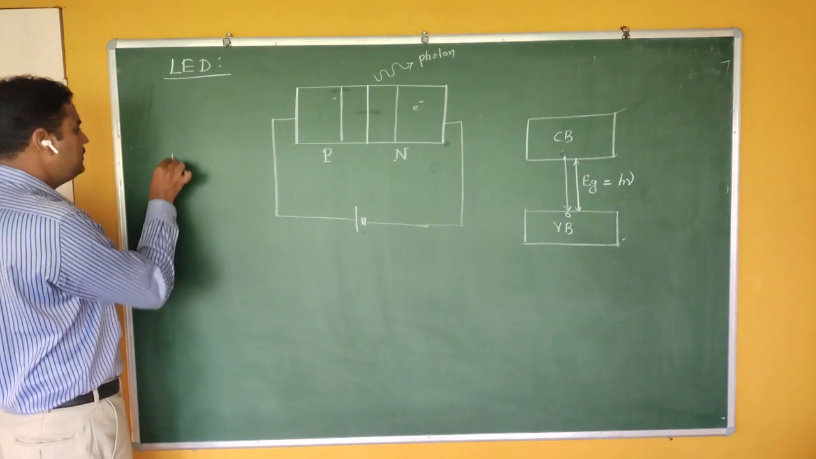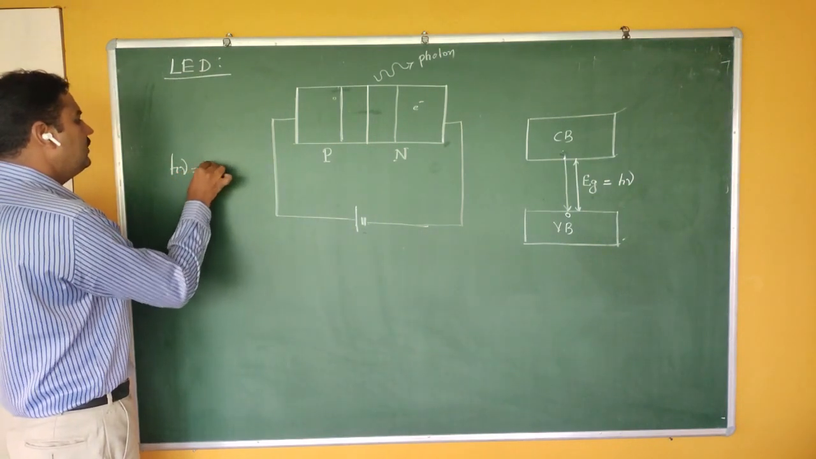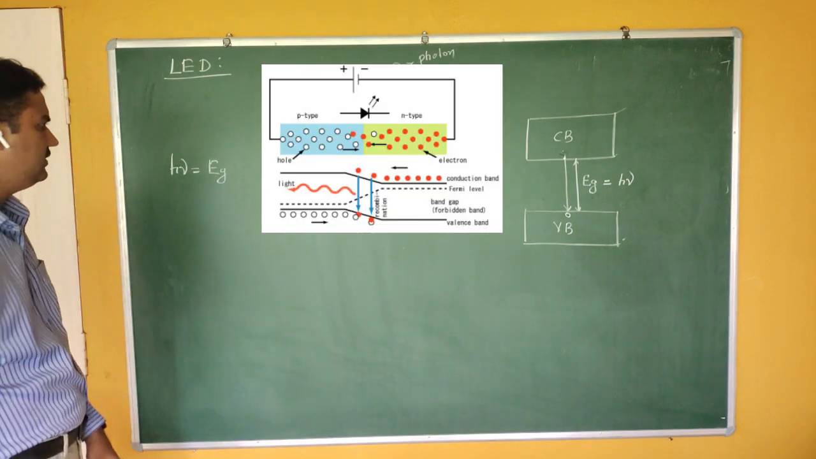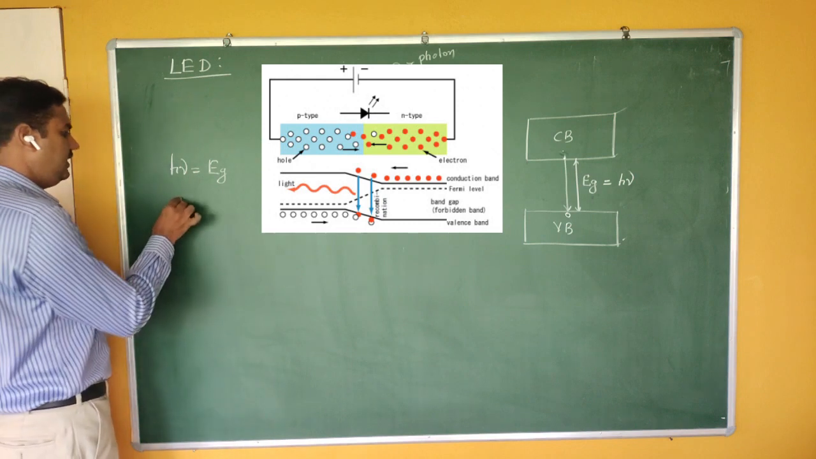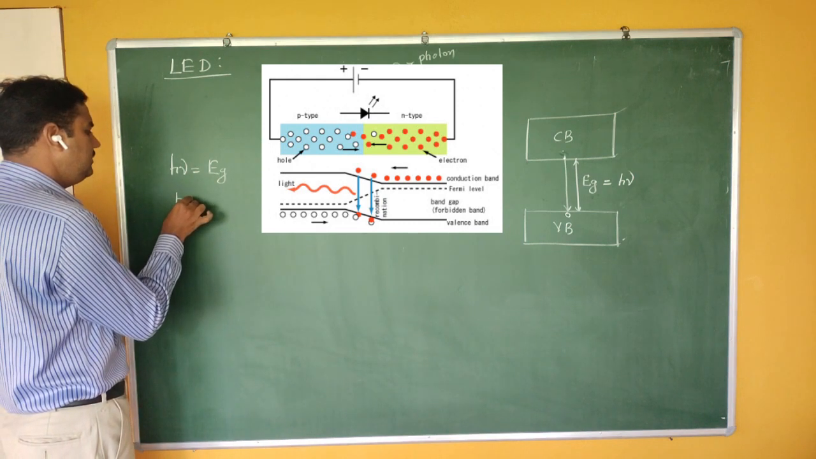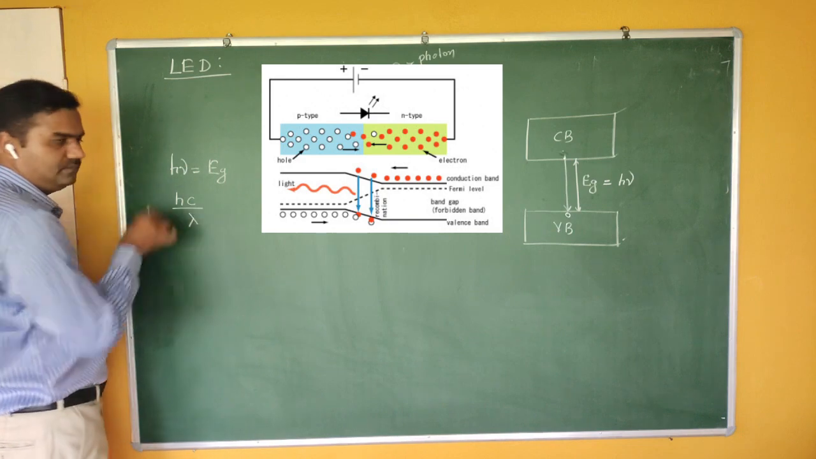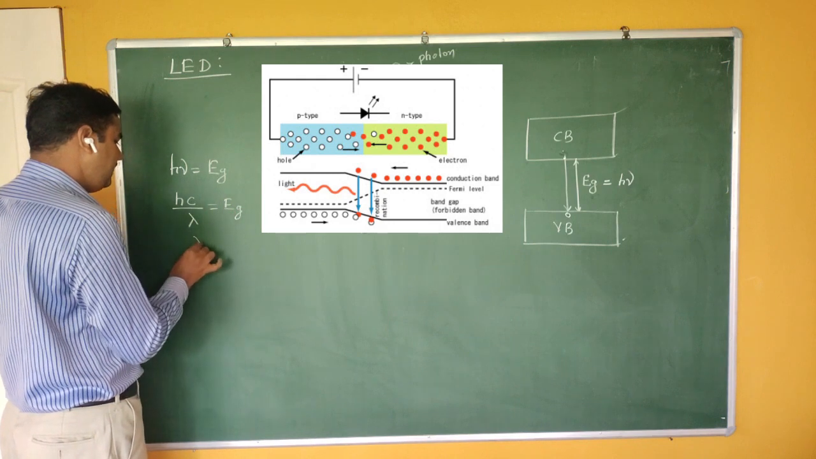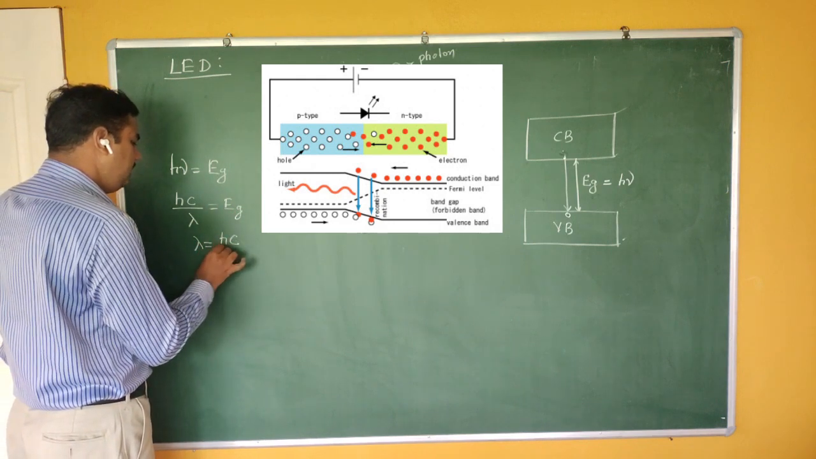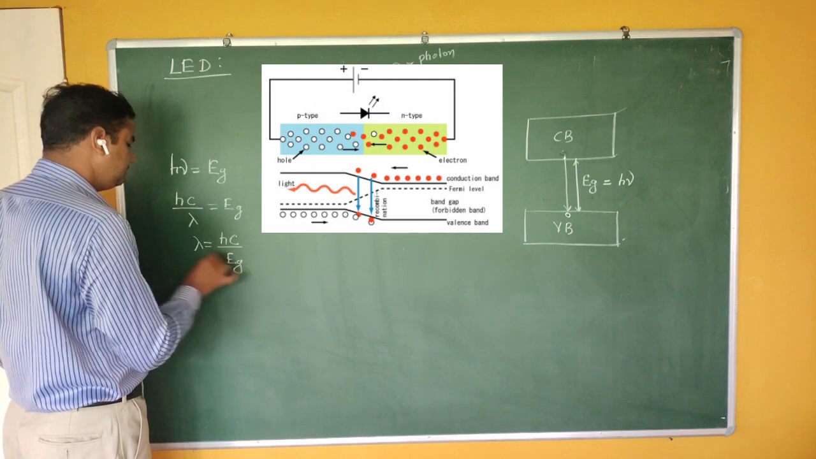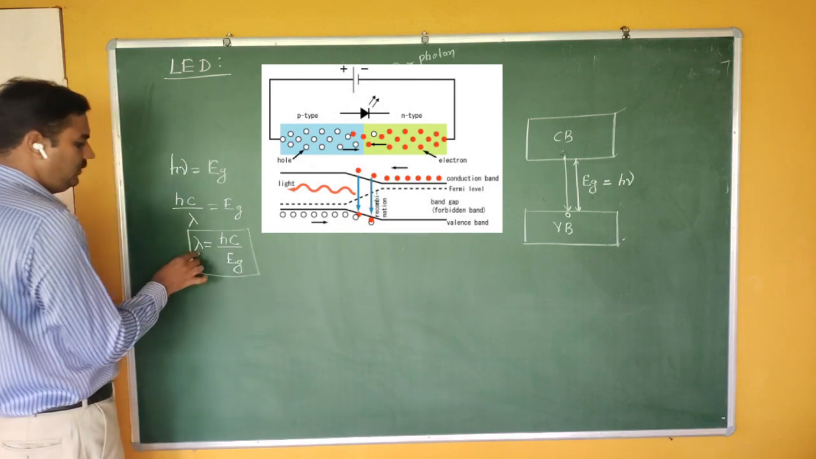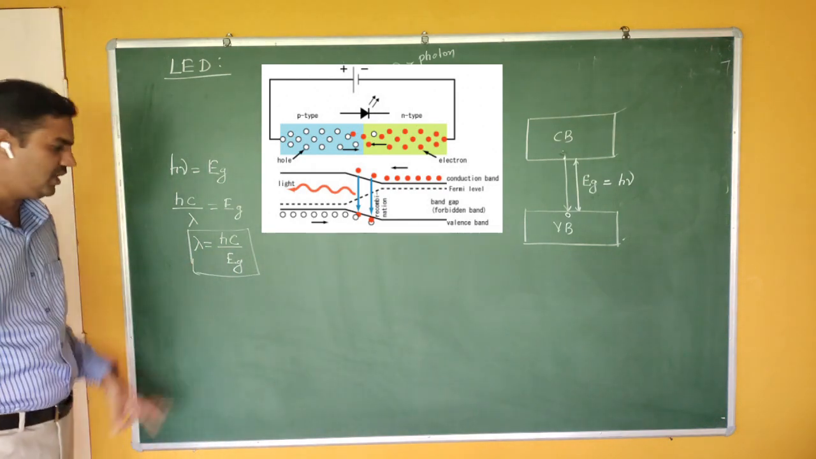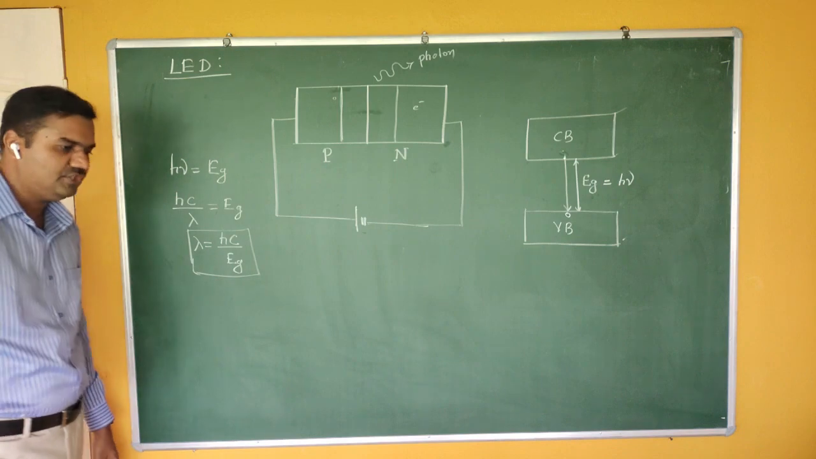Therefore, I can write h nu, the energy of that emitted photon, is a minimum of Eg; it may be greater than Eg also. If I write in terms of lambda, what is nu? It is c by lambda. So h c by lambda is equal to Eg, therefore lambda is h c by Eg. So the wavelength of the emitted light depends on the energy gap. It is inversely proportional to the energy gap.